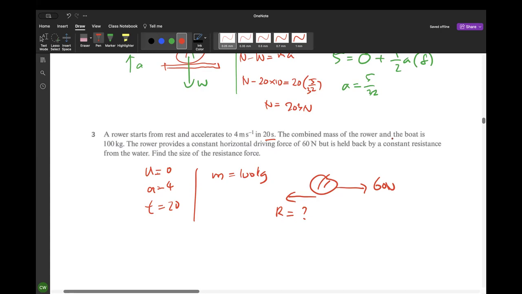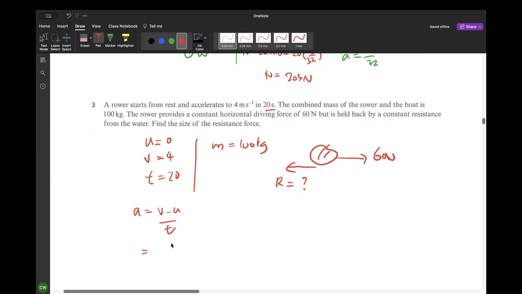So we need to find the value of acceleration. Do we have acceleration? We do not have acceleration. We have the final speed 4. Acceleration is rate of change of velocity. So v minus u over t.